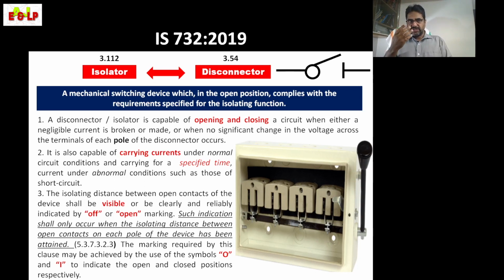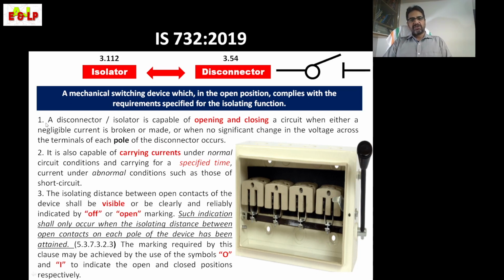Means we can see the circuit is opened there. We can visibly see that it is opened, and the isolation is guaranteed there. Okay, that is the requirement. When a device is said to be an isolator, we should get the guarantee that the circuit is isolated. Okay, what are the requirements for an isolator?